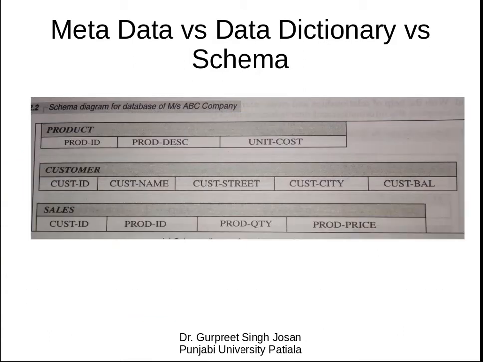So this is an example of a schema diagram. So it is a pictorial view of a schema. In this schema, you can see we have 3 kinds of tables: product, customer, and sales. And the product table has 3 columns, the customer table has 5 columns, the sales table has 4 columns. So this is basically the diagrammatic view of this schema.